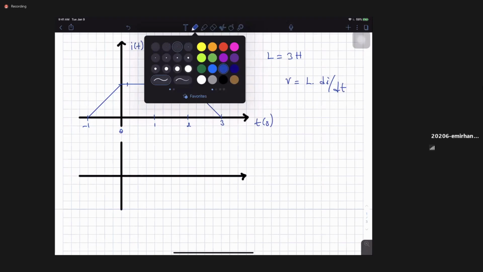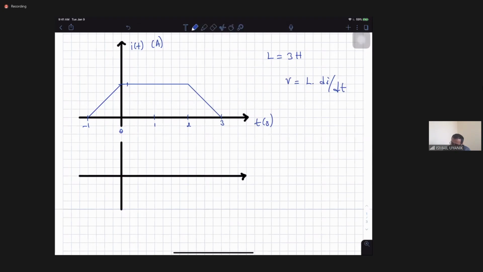Emirhan. Okay, Emirhan, for this one, what I would like you to do is look at this graph. We have different sections where the current has different characteristics, so we should analyze this part by part, region by region. Can we start maybe from -1 to 0? How will the voltage look in this region?